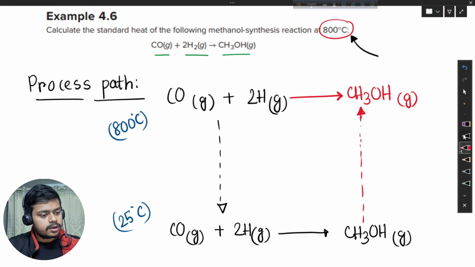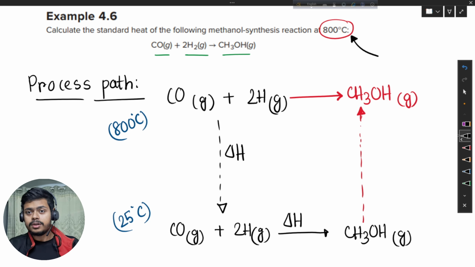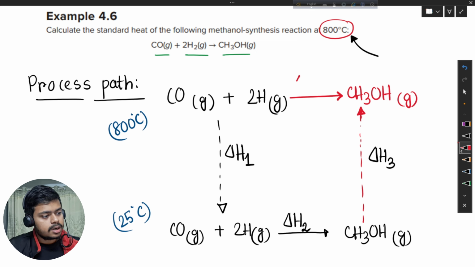For the first step, there is going to be an enthalpy change for the cooling of reactants from 800 degrees Celsius to 25 degrees Celsius. In the second step there is going to be another enthalpy change for the reaction that's taking place, and in the third step there is going to be another enthalpy change because of the rise in temperature of the products. We're going to state these as delta H1, delta H2, and delta H3, and this one is the delta HR.